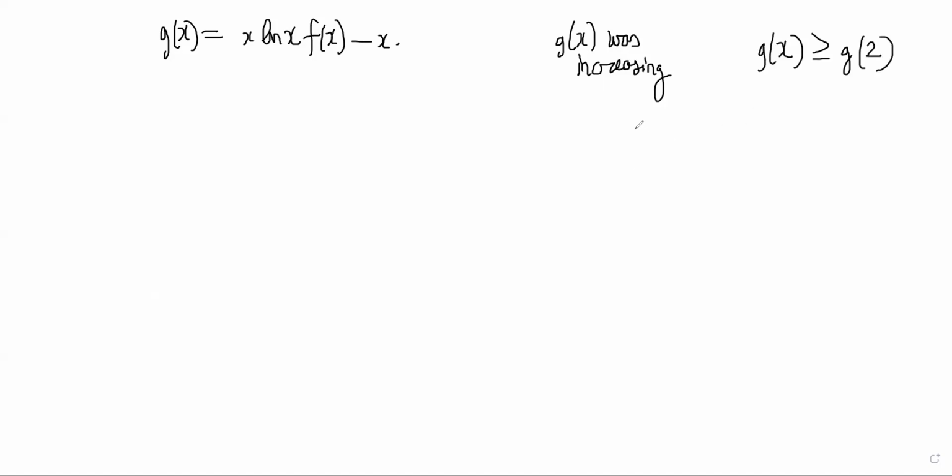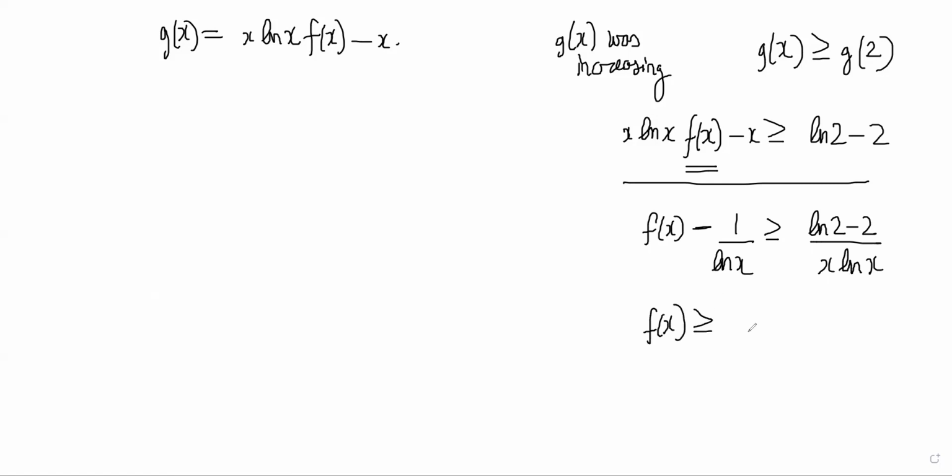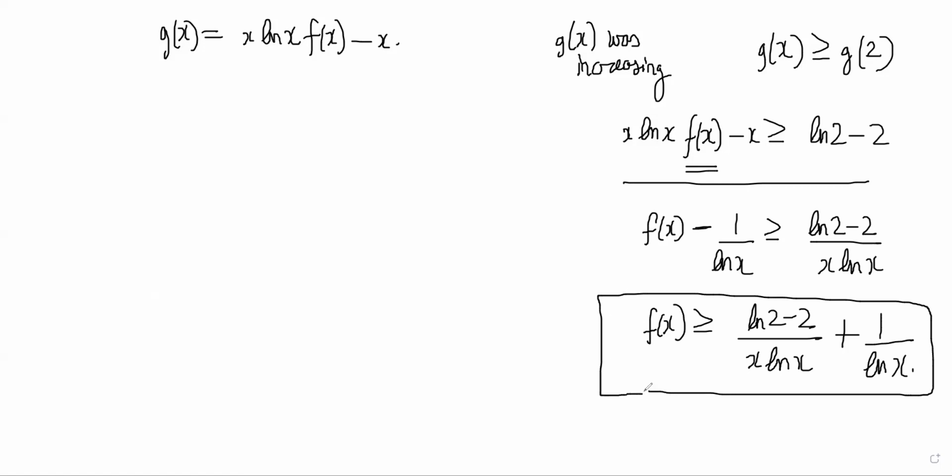From here we got x ln x times f of x minus x is greater than or equal to 2 ln 2 times f of 2 minus 2, so ln 2 minus 2. Solving for f of x, you will get f of x minus 1 by ln x is greater than or equal to ln 2 minus 2 by x ln x. So f of x is greater than or equal to ln 2 minus 2 by x ln x plus 1 over ln x. x is varying from 2 to 4.